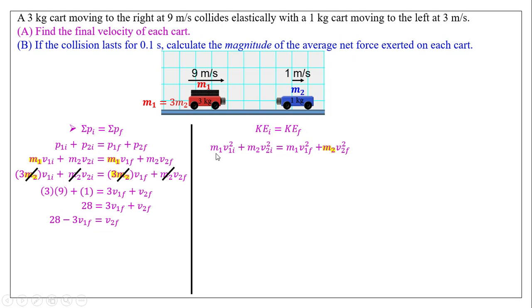You need to practice. So here, initially you have 2 objects moving. On the left side, you have 2 terms. On the right side, you also have 2 terms. Here, I'm going to do the same thing I did on the left side. I'm just going to get rid of M1 and replace that in terms of M2. So instead of M1, I'm just going to write 3M2.